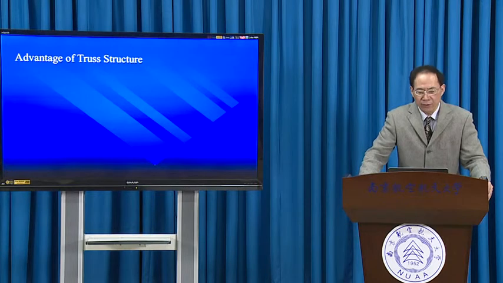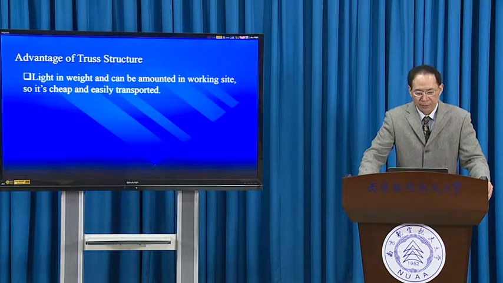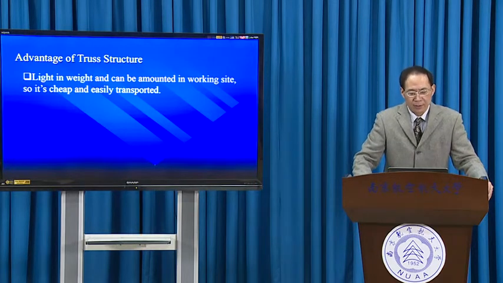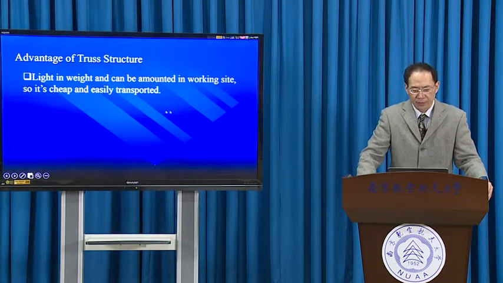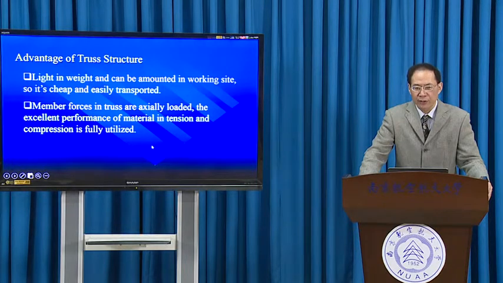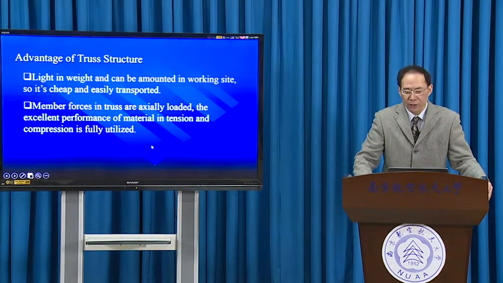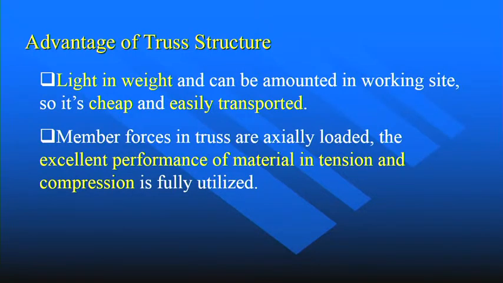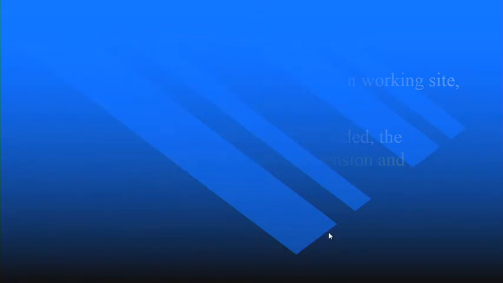The advantages of truss structure. 1. Truss structure is light in weight and can be mounted at the working site, so it is cheap and easily transported. 2. Member forces in truss are usually axially loaded. The excellent performance of material in tension and compression is fully utilized. So these are two advantages of truss structure.